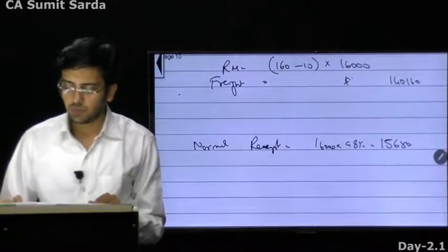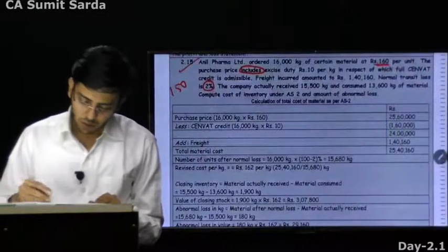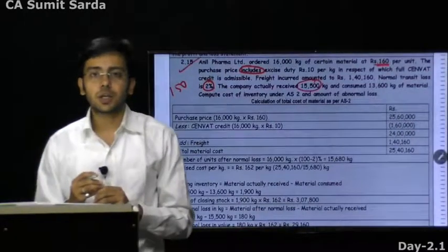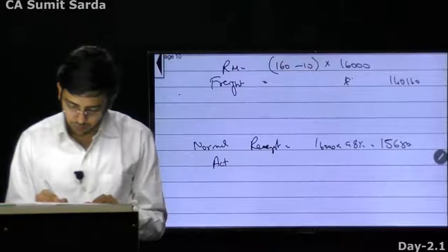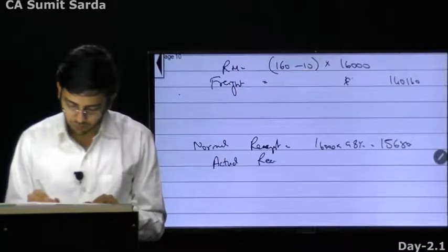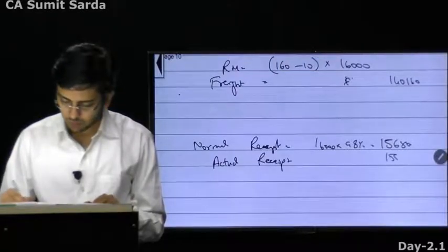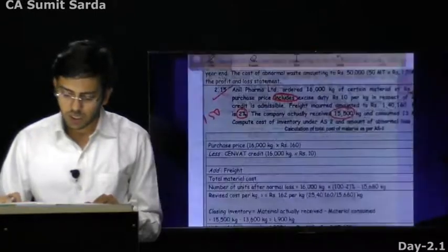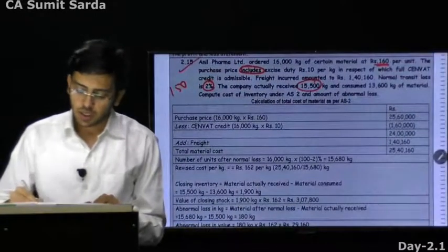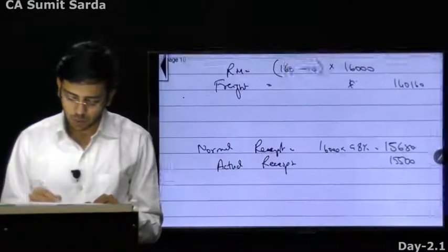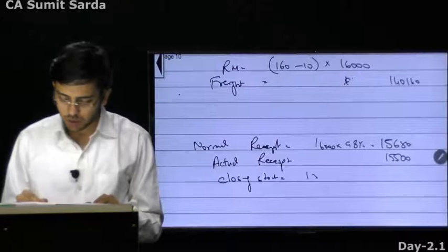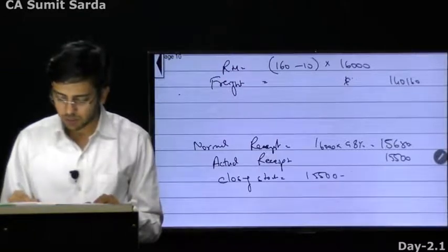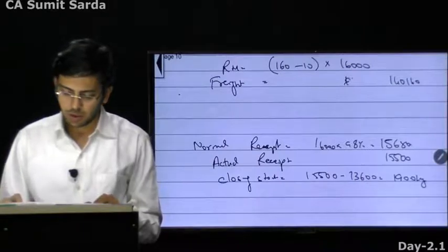15,680. Company actually received 15,500. Again, what we have received is lesser. So there is an abnormal loss again, as we can see, and consumed 13,600. So what I can say is that closing stock left with us is 15,500 minus 13,600, 1,900 kg or units.